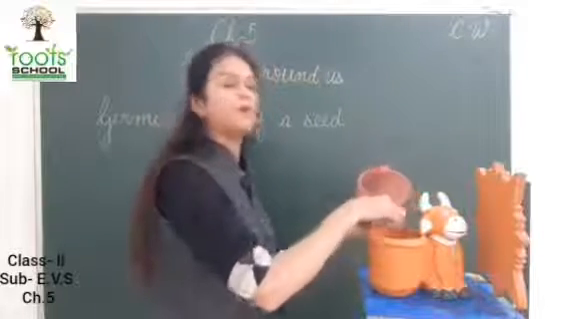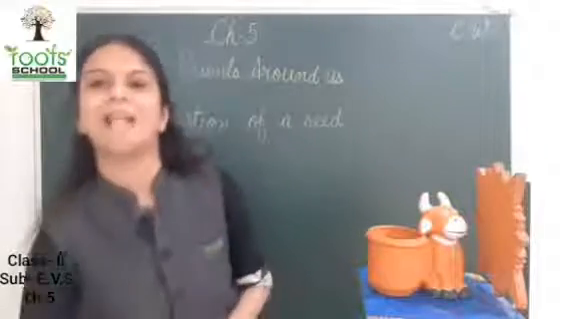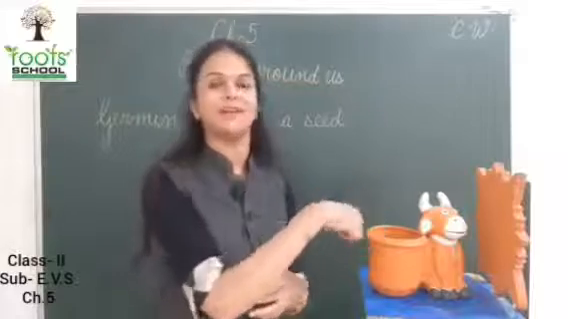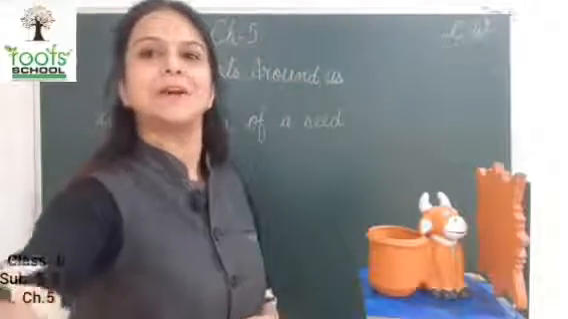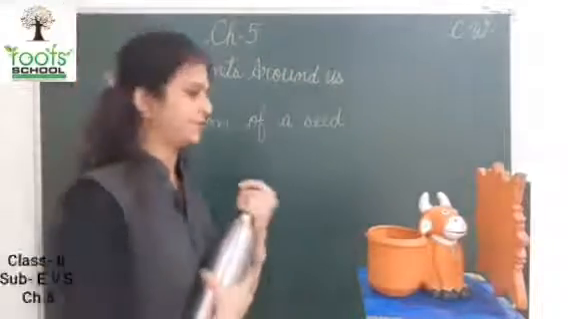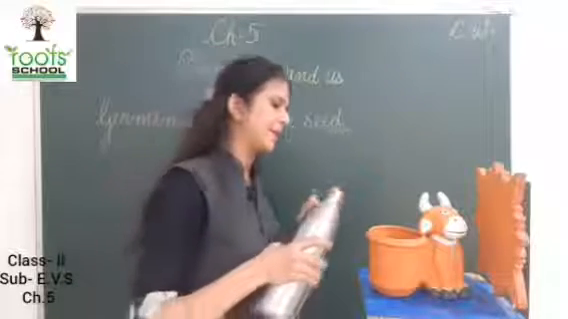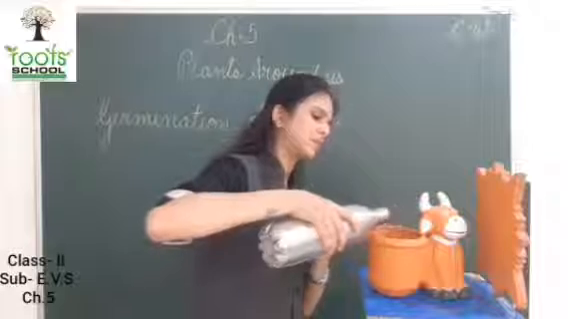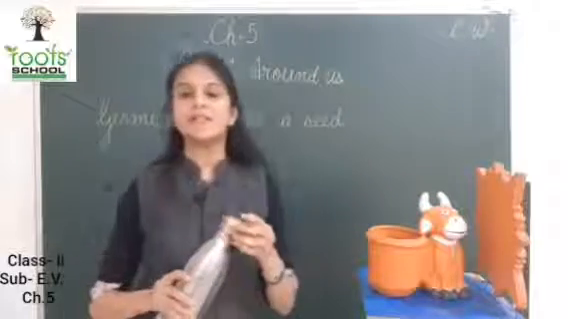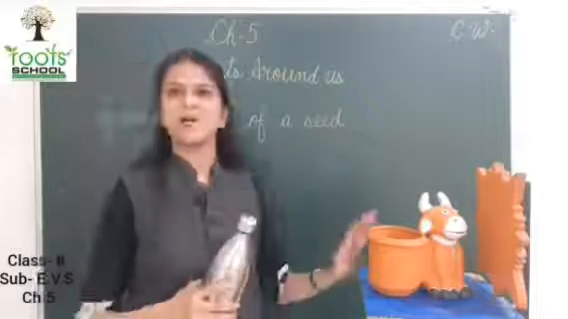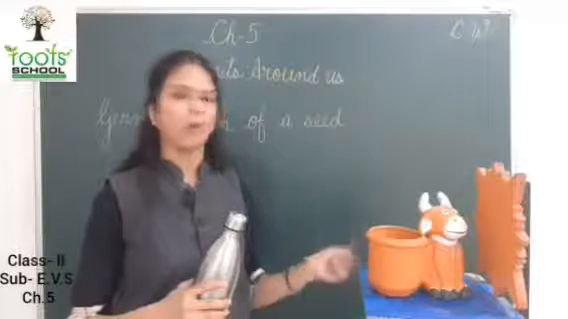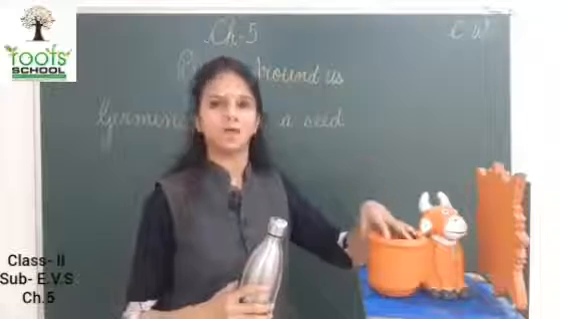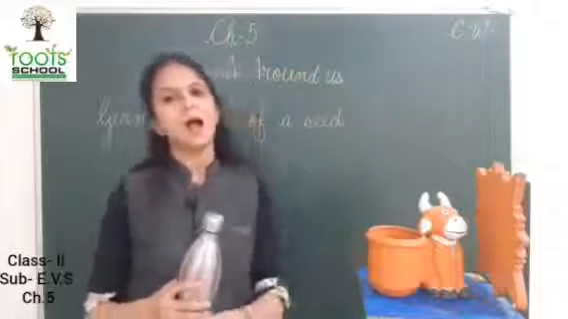Okay, now what do we have to do? What is left? Now we have to put water in it. We have to water this plant. Now we will water this plant. Okay. What is important in this? Our vase should have a hole downside. This will absorb the water and extra water will come out.